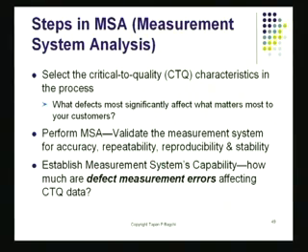So what are the steps in this measurement system analysis? You've got to select the CTQ. That's something you should be able to do. Then you've got to do the MSA. MSA is measurement system analysis. You validate the measurement system. You make sure that it produces accurate data, repeatable data, reproducible data, and stable data.